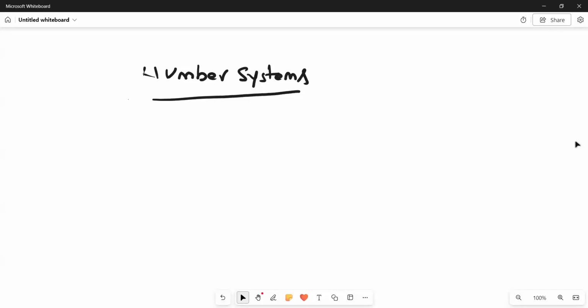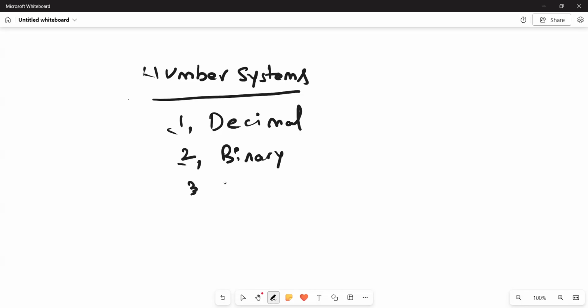There are four types of number systems. Okay. First one, decimal. This is the standard number system. Second one, binary. Third one, octal. And fourth one, hexadecimal. Okay. First, we will discuss the decimal number system.